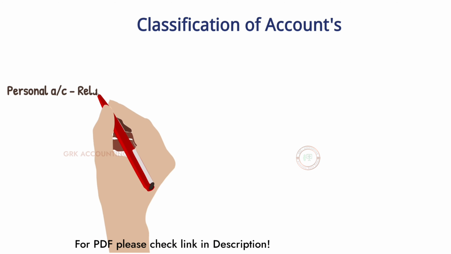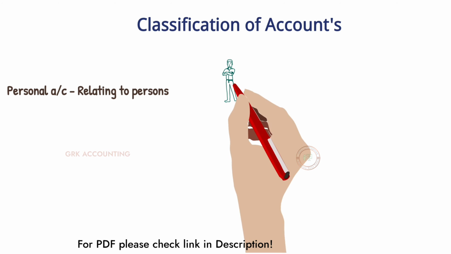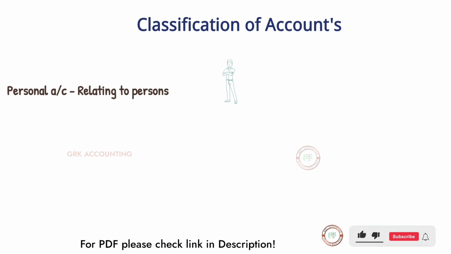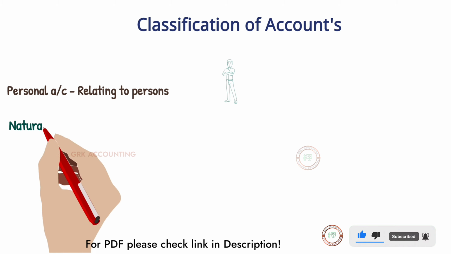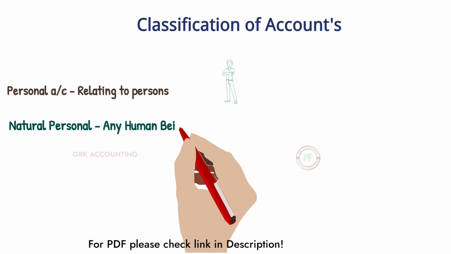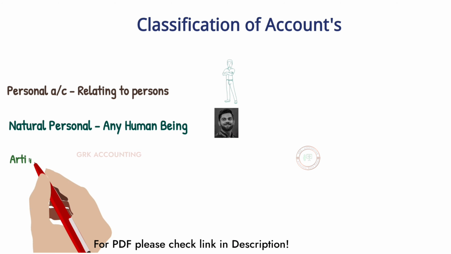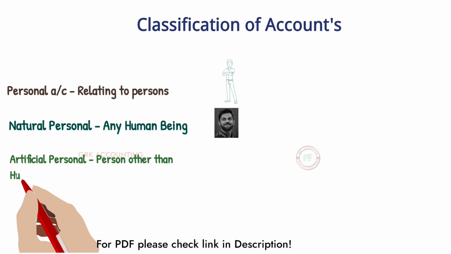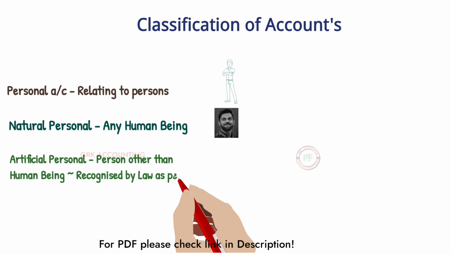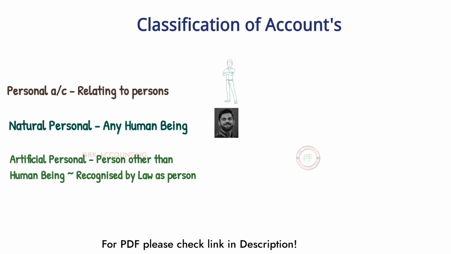Personal account. Any account relating to persons is known as a personal account. The types in personal account: first one, natural person. Any human being. Example, Virat Kohli account, Prabhas account, etc. Next one is artificial person. It means a person other than a human being recognized by law as a person. Example can be Reliance Industries Limited, A Limited, etc.